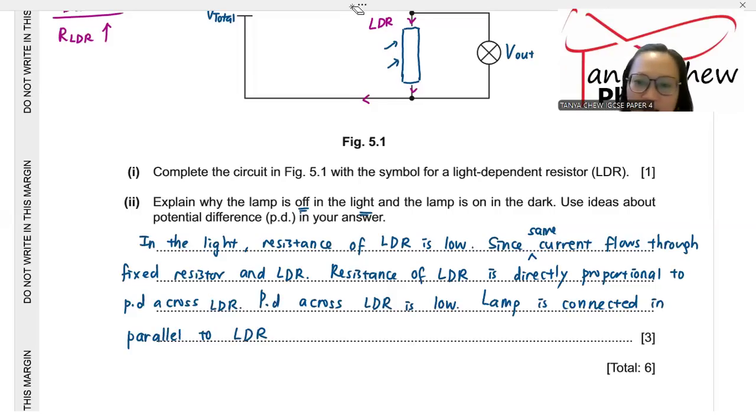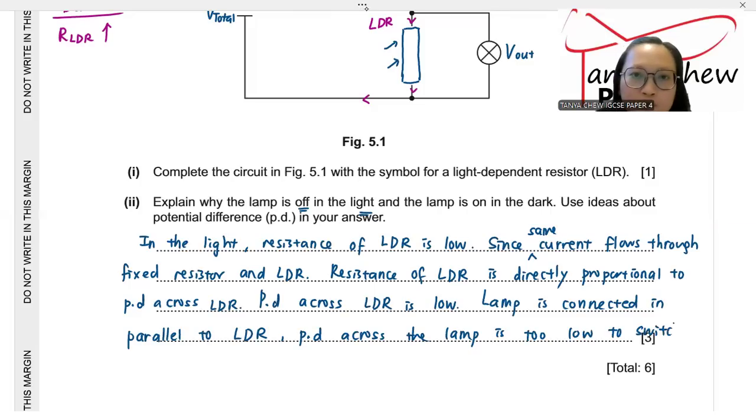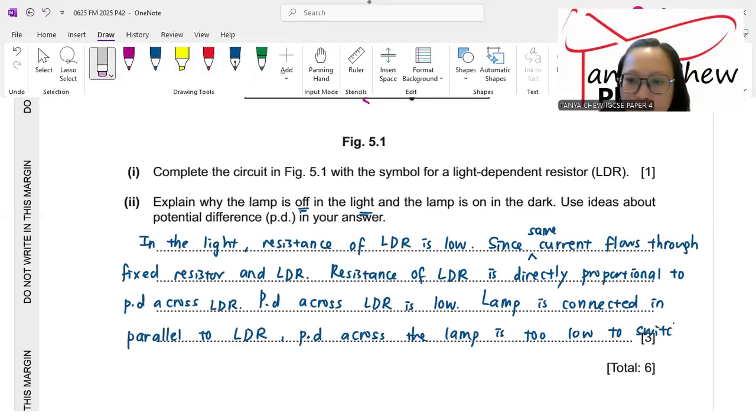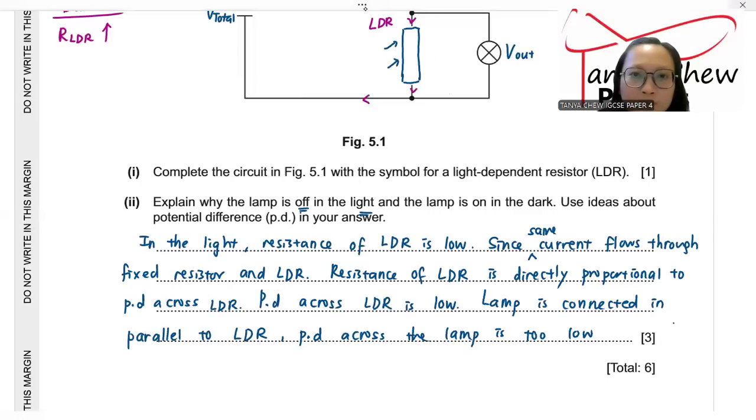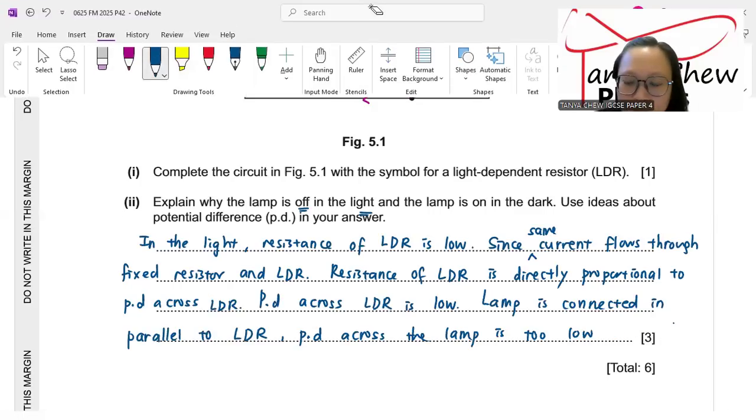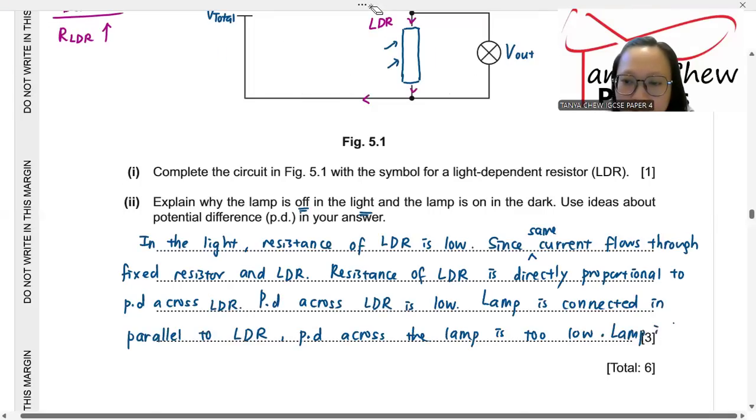Since the lamp is connected in parallel to the LDR, PD across the lamp is too low to switch on. Too low. So that is why the lamp is off.